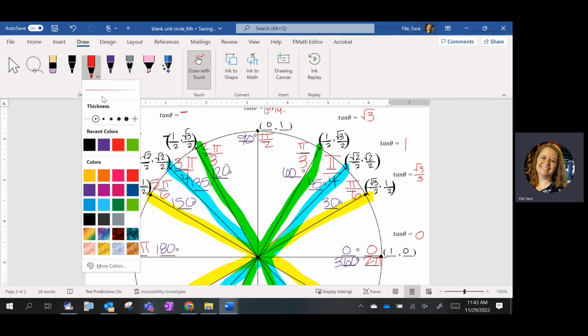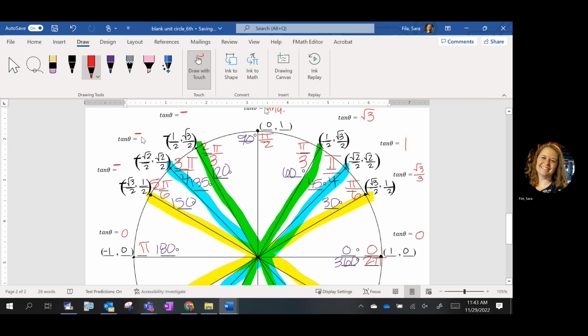Okay, but I still reflect those numbers over. So in the middle, it's still just 1, but it's negative 1. Okay, and up here, it's negative root 3. Here, it's negative root 3 over 3.